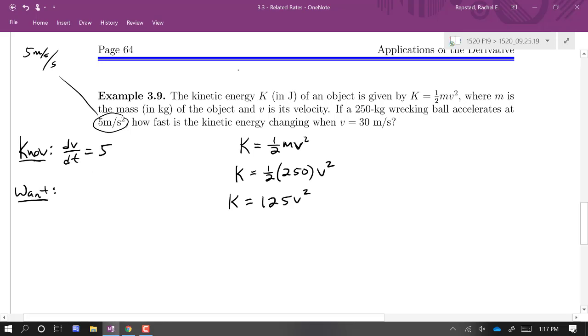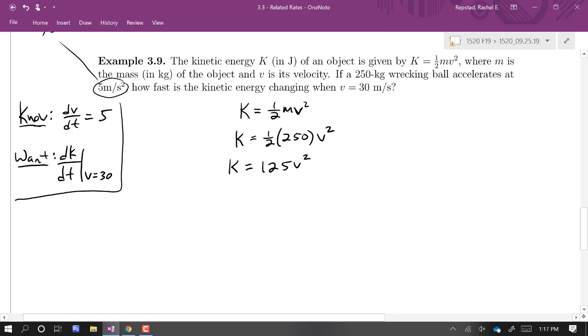How fast is kinetic energy changing? dK/dt, and when are we interested in that value? We have an equation already that relates the quantities K and v together. We wish to have an equation that relates the quantities dv/dt and dK/dt together. How do we get that equation?